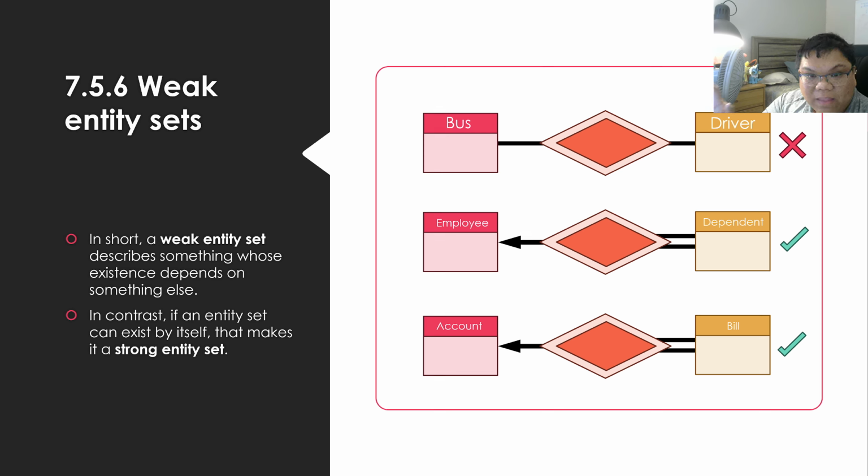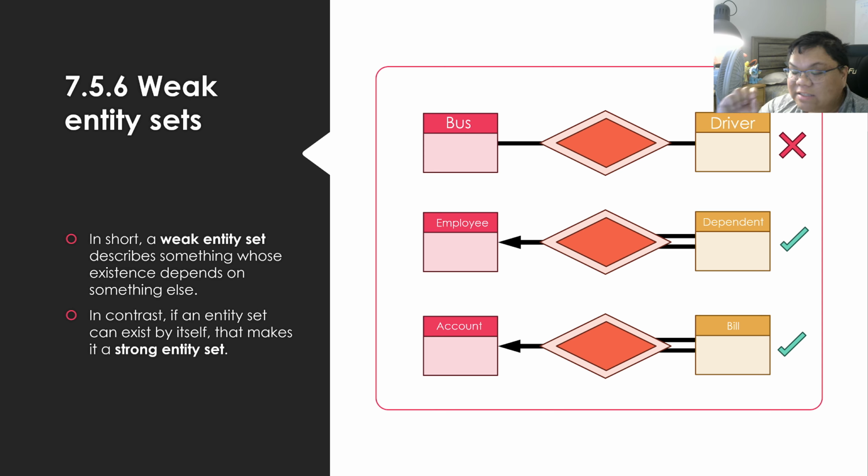But if we have the case where both entities can stand on their own, they can exist without each other, those are strong entity sets. Does the existence of a bus depend on its driver? And does the existence of a driver depend on the bus? If the answer is no, then bus and driver are strong entity sets.